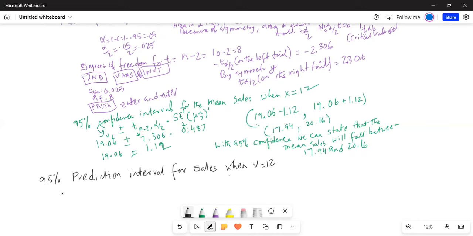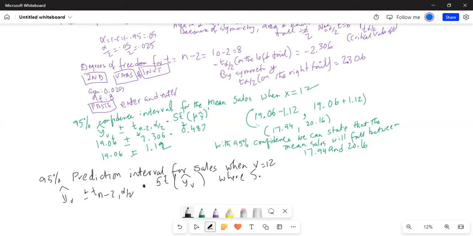That formula is y predicted. Basically, this is the predicted value of y at x equal to 12 plus minus t n minus 2 alpha by 2 times SE. Previously it was SE for the mean value of y, now it is for a single value of y.